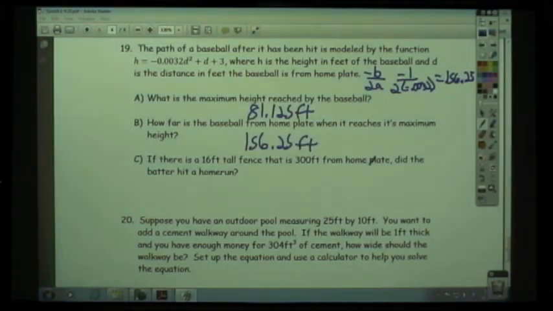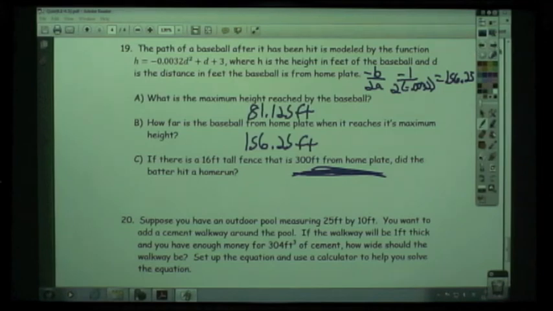That's what D represents. Then the last question, if there's a 16-foot tall fence that is 300 feet from home plate, did the batter hit a home run? All you have to do, 300 feet from home plate, means you plug that 300 in for the distance for D. It'll tell you what the height is. You'll get 15 feet. So what does that mean? If there's a 16-foot tall fence, that means that the ball would hit the fence instead of going over the fence. So it would not be a home run.